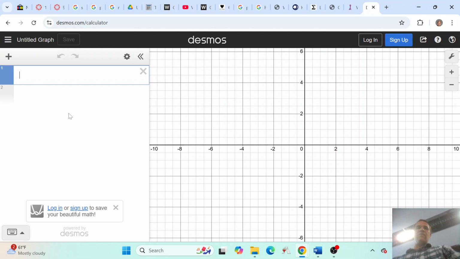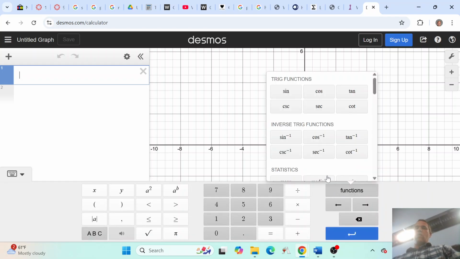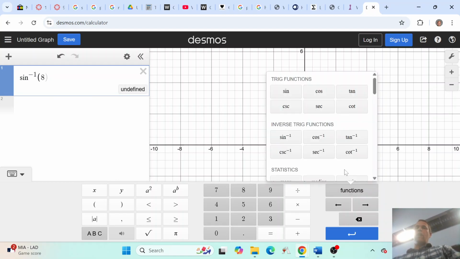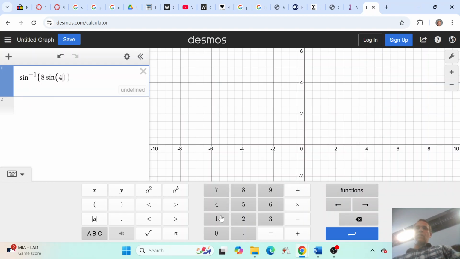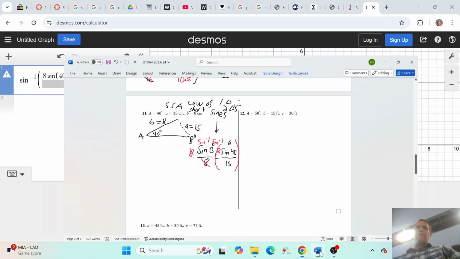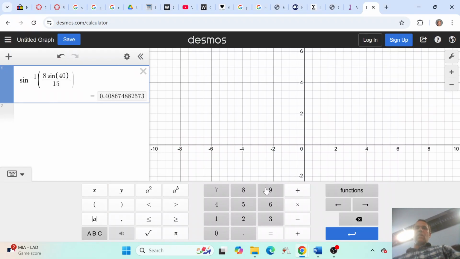Okay, so then we're going to have to do inverse sine of that whole thing. That's going to be crazy. So we're going to go inverse sine. What comes next? The 8 that we just multiplied over. Then we have our regular sine 40, which is sine of big A. Close parenthesis. And then we do have to divide by next. That's the tricky part. So we're going to divide by 15. And that should give us our answer there.